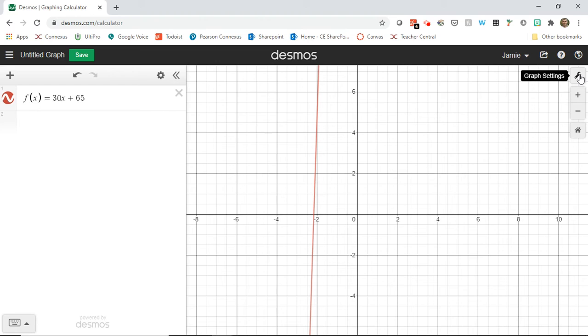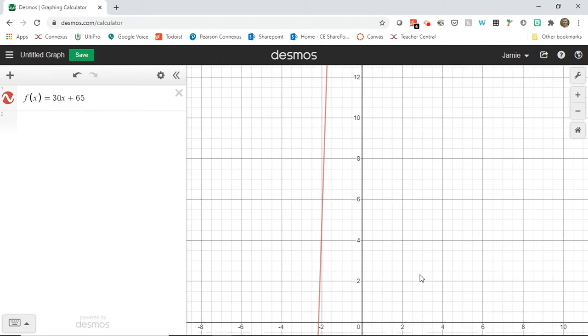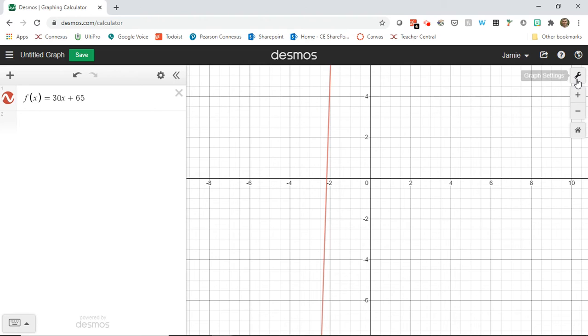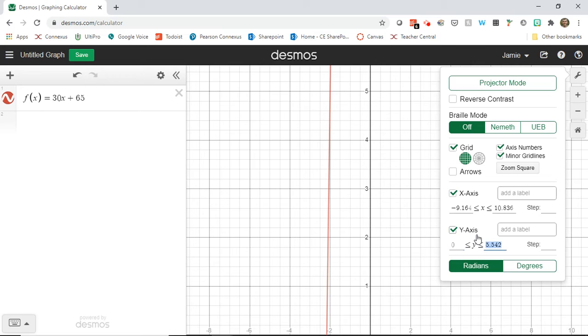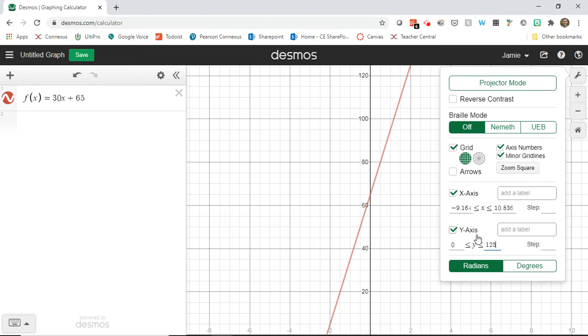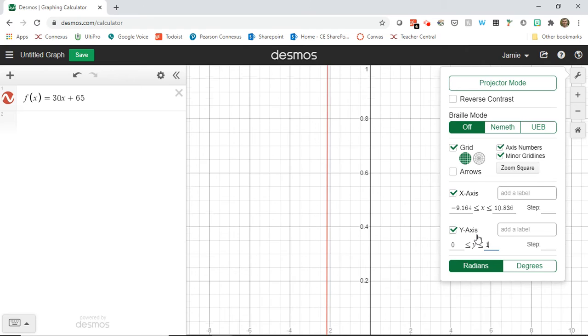And so I just wanted to show you in Desmos, you can change how these graphs look. Right now, our scale, 125 is going to be way up here if I use it the way it is right now. Well, if I go into graph settings here, that little wrench, I have the option of changing what my x-axis or my y-axis look like. And so I'm going to change this y-axis. I'm going to have it start at 0, and I'm going to have it go up to 125. Well, let's make it 130 so we can see it a little bit better.